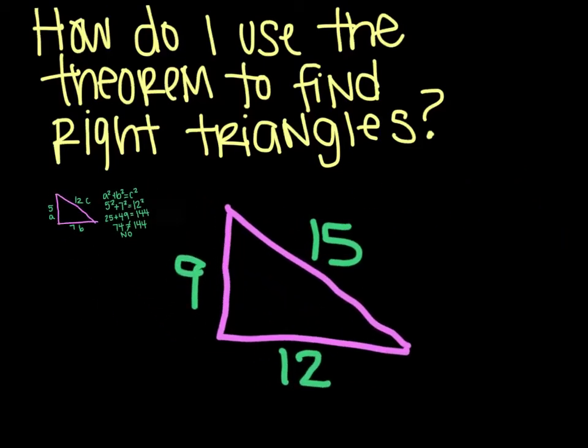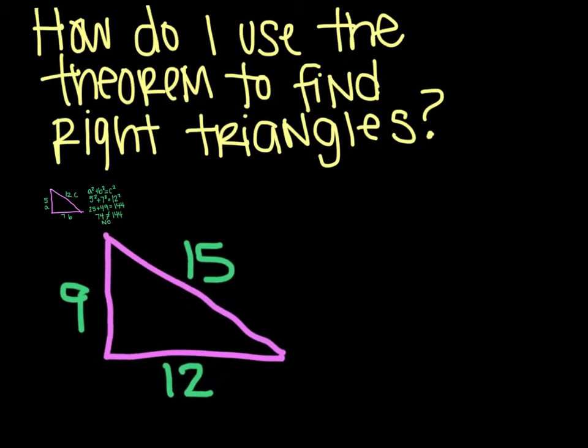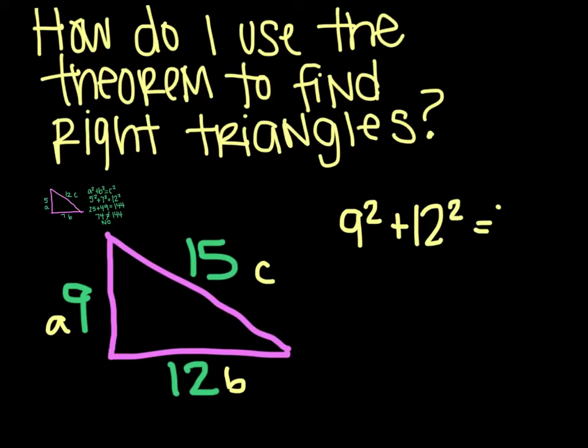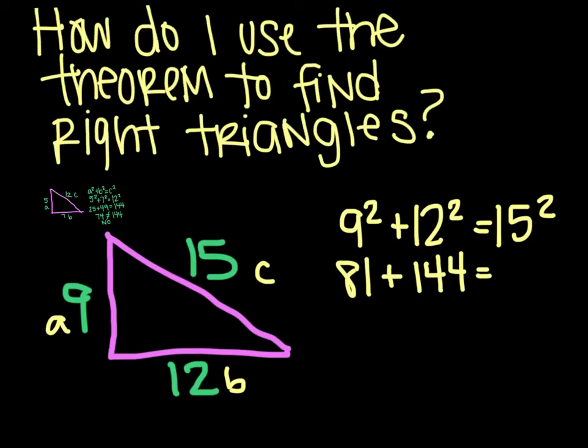Here's another example problem for you. Again, you just pick your A term, your B term, and your C term, and evaluate. So A squared, so 9 squared plus 12 squared equals 15 squared. 9 squared is 81, 12 squared is 144, and 15 squared is 225. Now, if you don't know that, you can use a calculator. Not a big deal, but you do kind of want to start learning those squares and square roots.